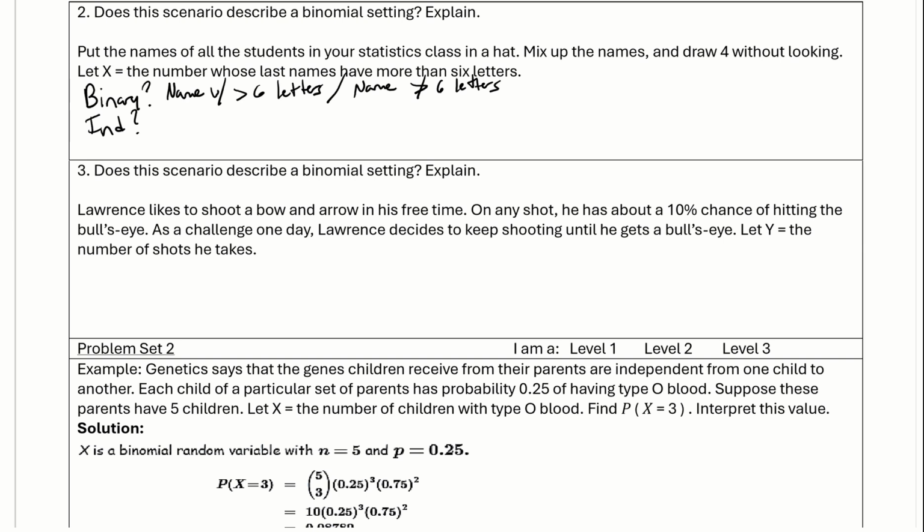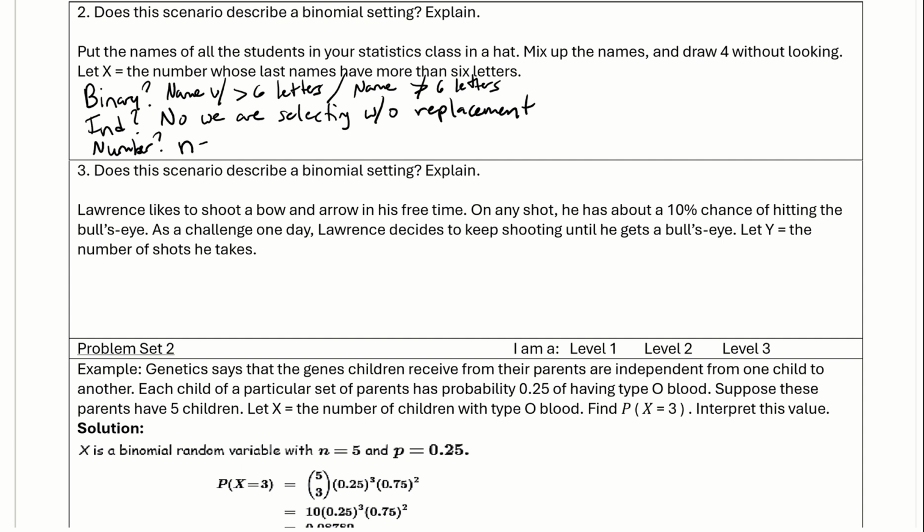Well, in this case, it fails independence, because we are selecting without replacement. Since we're selecting without replacement, it's going to change the probability of the next event occurring. So if I draw one name, that's going to affect the probability of the next name being drawn, and therefore it's not independent.